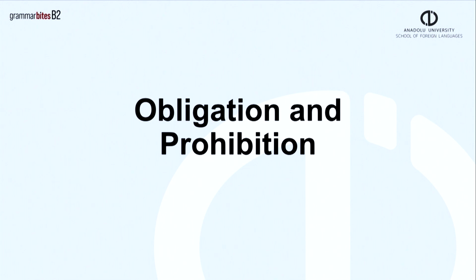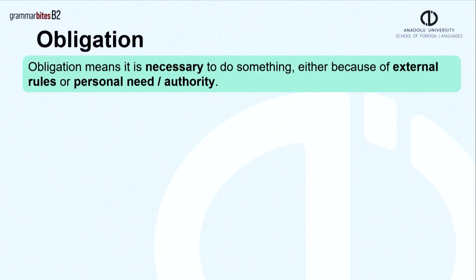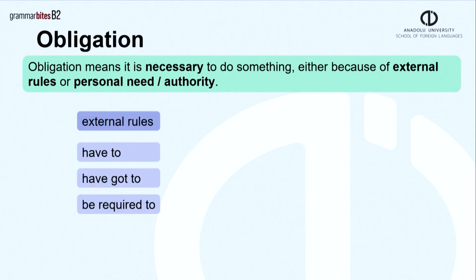In this video we'll look at obligation and prohibition. Obligation means it is necessary to do something, either because of external rules or personal need or personal authority. For external rules, we use have to, have got to, and be required to. That means the obligation comes from the outside.